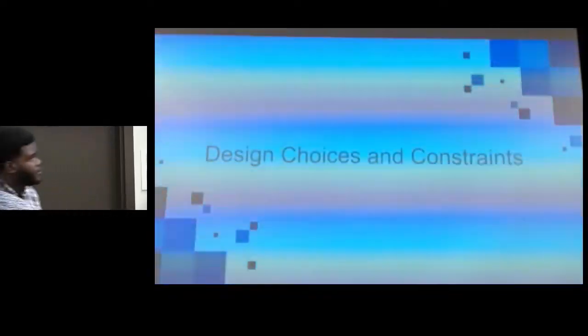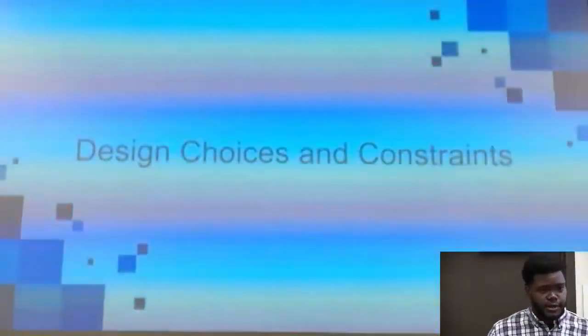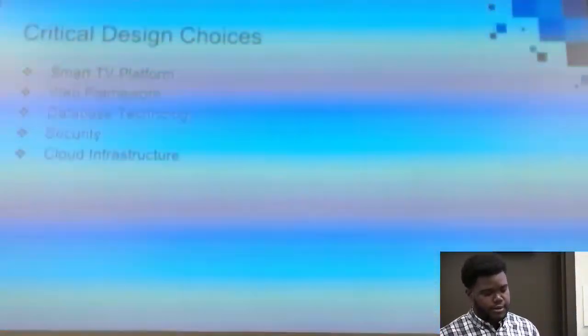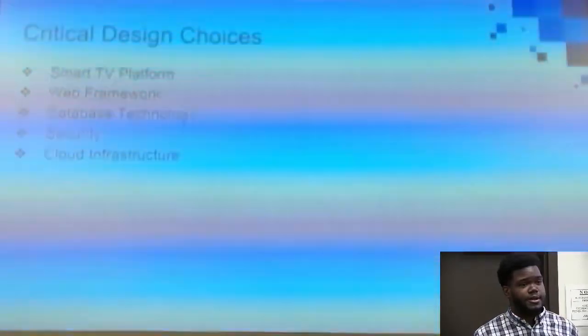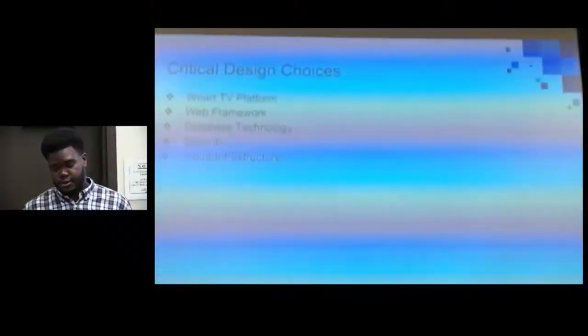All right. So for our project, we had to make a few design choices and follow a few constraints. The major critical choices that we had to deal with were the Smart TV platform, the web app framework, the database technology, security concerns, and the cloud infrastructure.